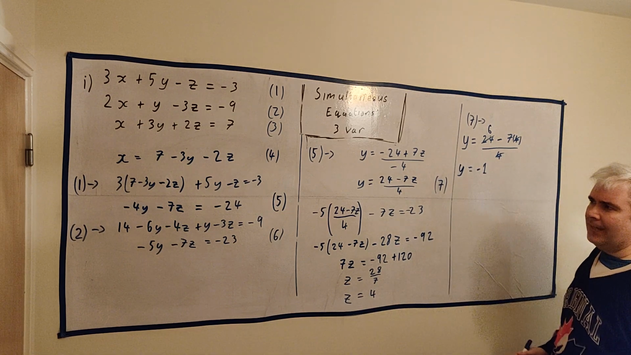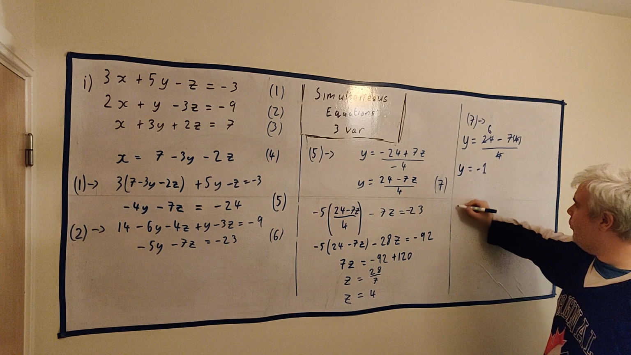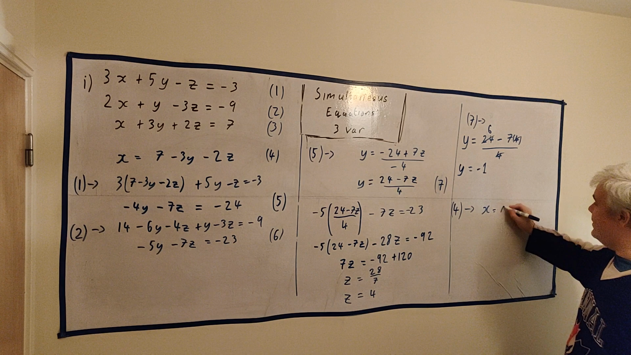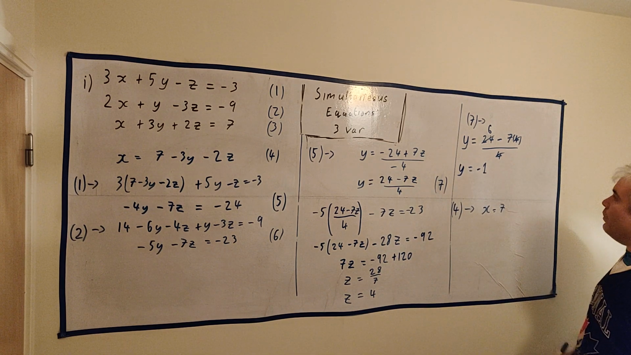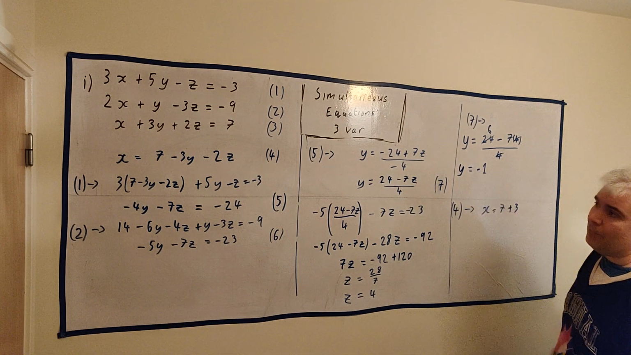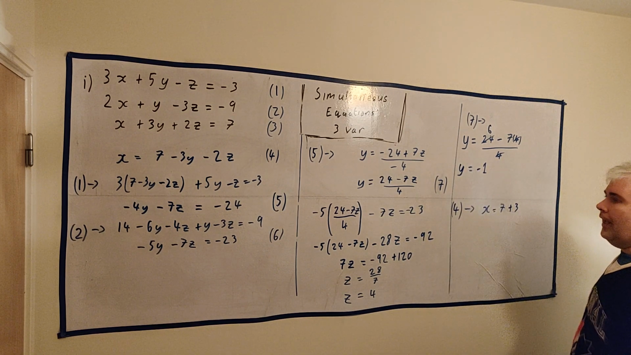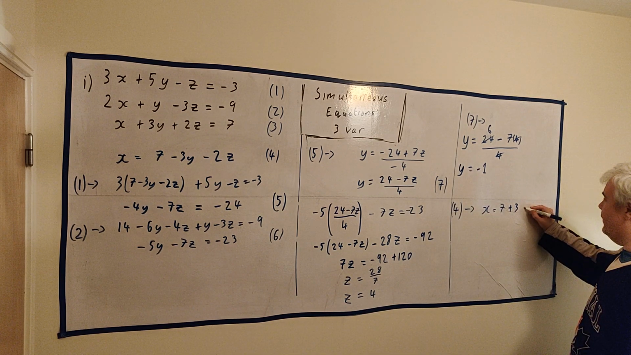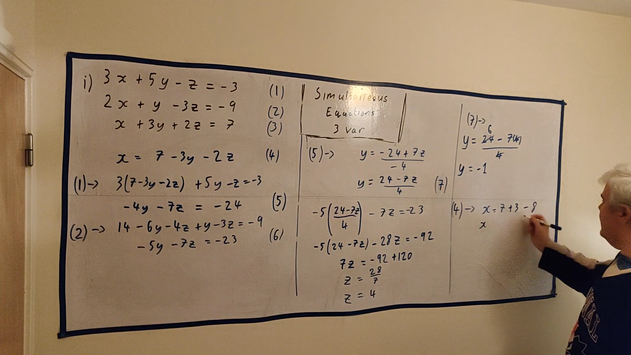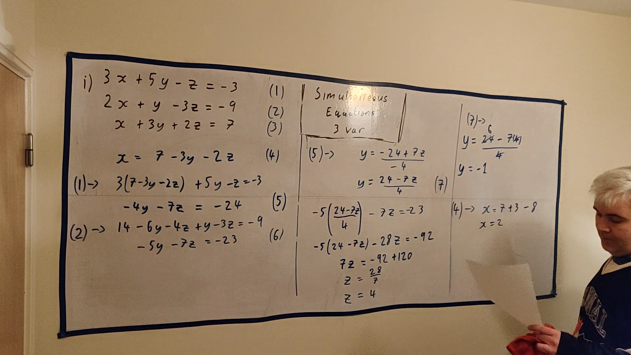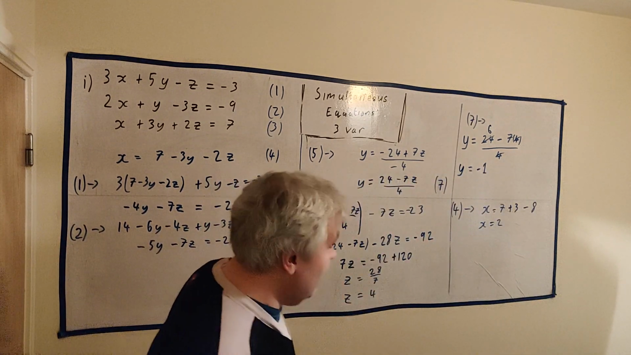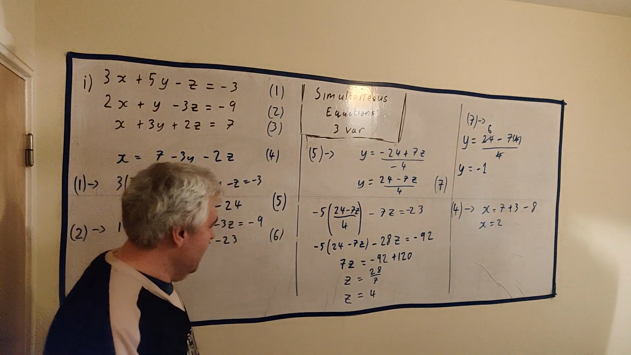Okay, so now all I need is x. I look around, and equation 4 tells me what x is equal to. It tells me x is equal to 7 minus 3y plus 3. So minus 3, 1. Minus 2z is minus 8. So x is equal to 2. Let me see. Okay, perfect. Not quite finished. Although I am finished. I've got the full answer, everything I need.